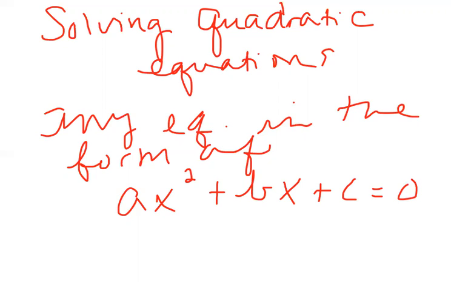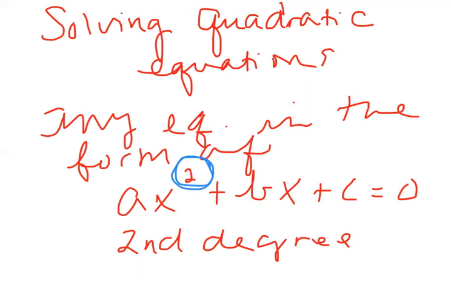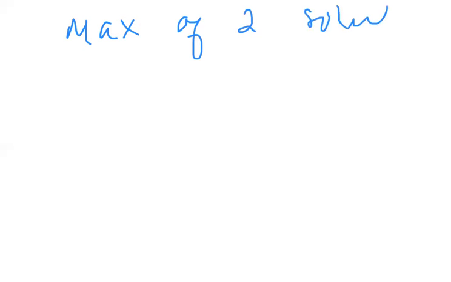Now, these are referred to as second degree equations. The reason we refer to them as second degree equations is because the highest or the largest exponent here is 2. So since these are second degree equations, when you're looking at the solutions, you can find a max of 2 solutions to these equations. We'll talk about these solutions some more.